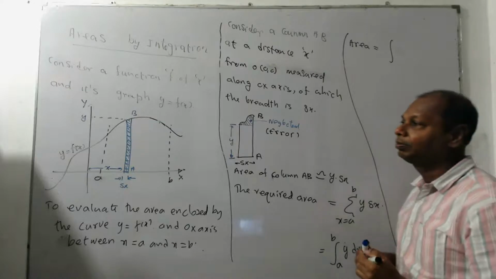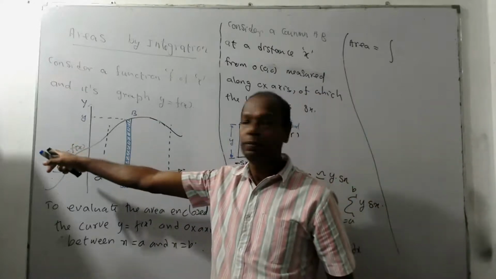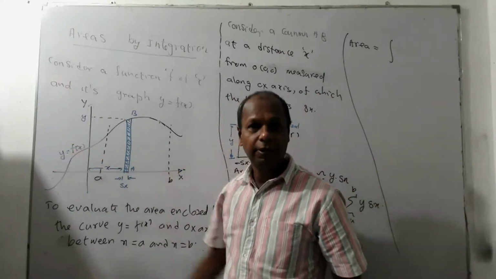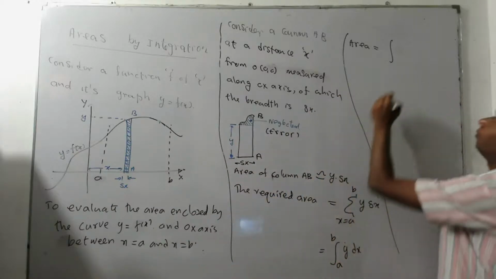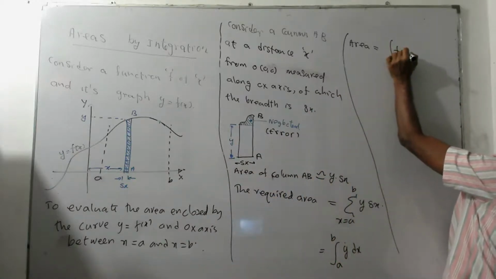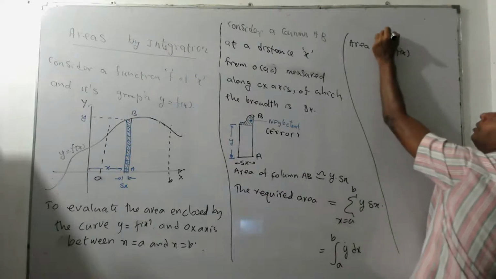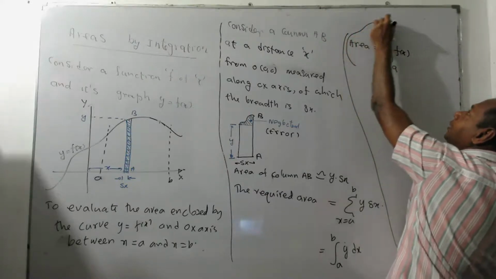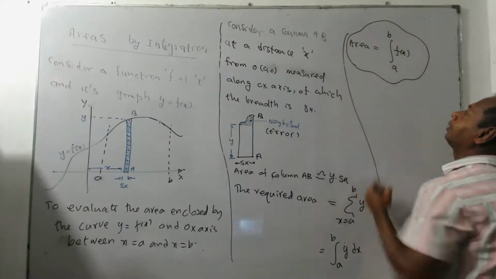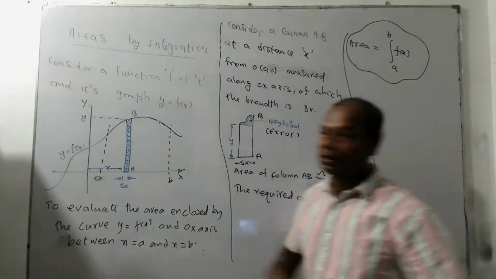So finally we replace y with f(x). Y is replaced by f(x) as x goes from a to b. So the area is finally given by this definite integral.